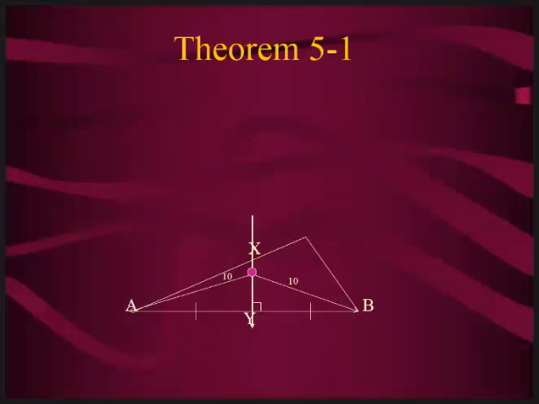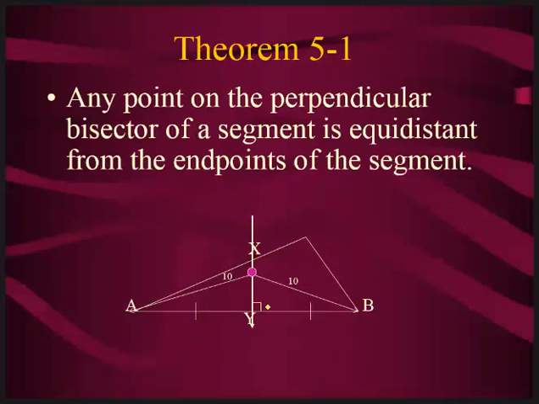The first theorem says that if there's a point on this perpendicular bisector, it is going to be equidistant. Word from the past, what does that mean? Equi means equal, distant means distant. So it has the same distance or equal distance from the endpoints of the segment. So here's my segment AB. I have my perpendicular bisector XY just like I did in the previous screen.